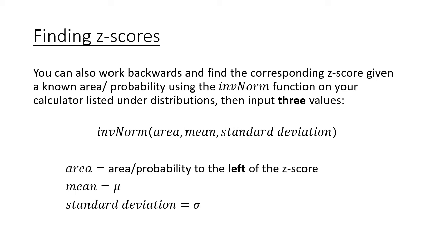And so the way the inverse norm function works is that it's going to ask you for the first value is the area, then a comma, and then your mean, and then your standard deviation. Now, when it asks for the area, it is the area or the probability that is to the left of that z-score. All right, the area or the probability that's to the left of the z-score. It always goes in that cumulative fashion, right? Just like our binomial probability distribution went cumulatively, right? It added everything up.